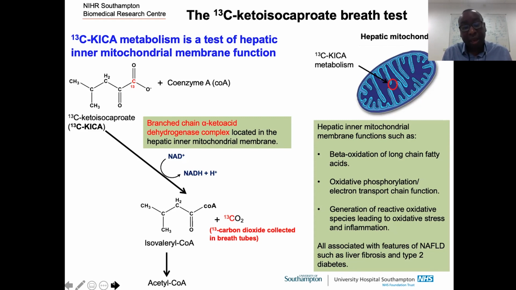And the 13C kicker is metabolized in the mitochondria of the hepatocytes, where it combines with coenzyme A. And when these two combine, there's an enzyme in the hepatic inner mitochondrial membrane called the branched chain keto dehydrogenase complex, where it breaks down 13C kicker to 13CO2, which we collect in breath tubes. So this allows us to measure how much change is going on within the mitochondria during the progression of NAFL.